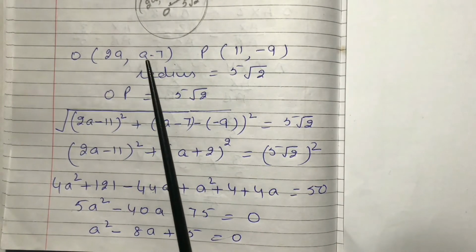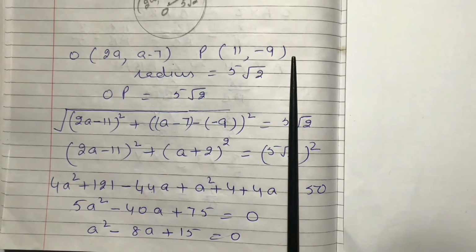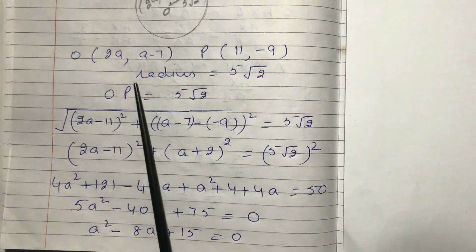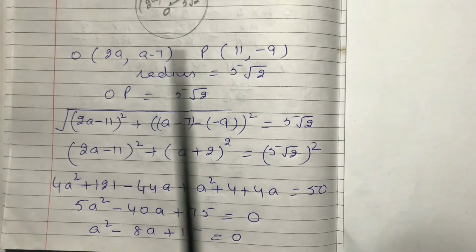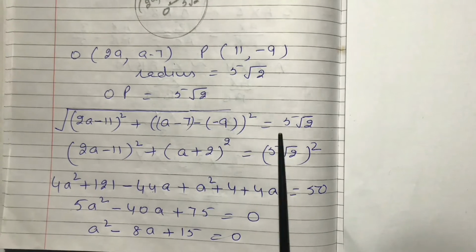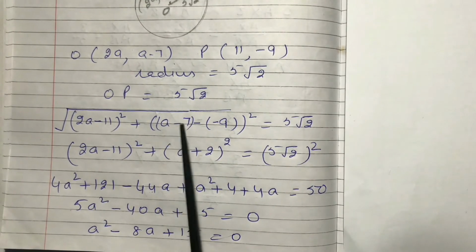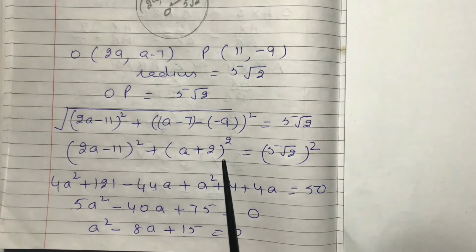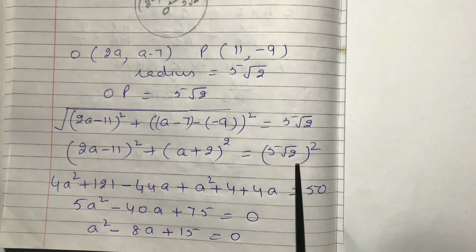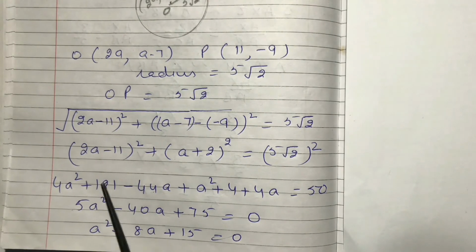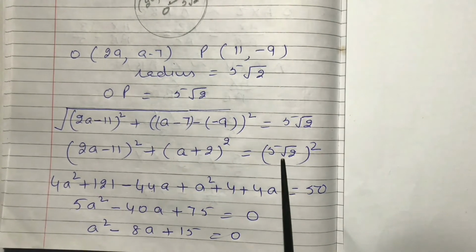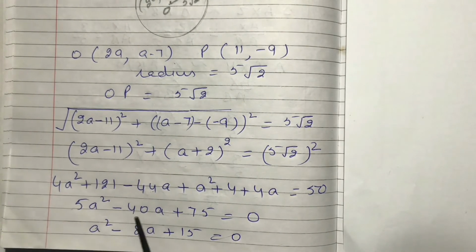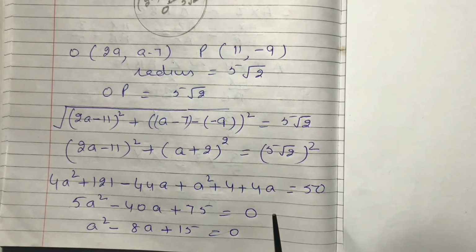Now O is (2a, a minus 7), P is (11, minus 9), radius is 5 root 2. OP is 5 root 2. Now apply distance formula on OP. So this is the distance formula which is equal to 5 root 2. So squaring both sides, you will have (2a minus 11) whole square plus (a plus 2) whole square is equal to (5 root 2) whole square. Now write the identity here and this is equal to 50. Now quadratic becomes 5a square minus 40a plus 75 is equal to 0.